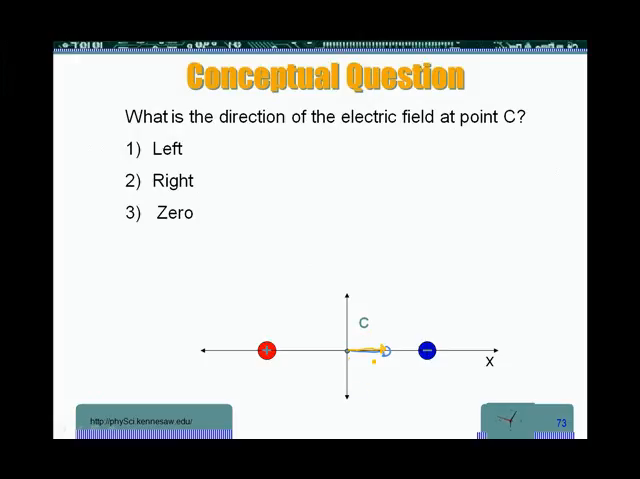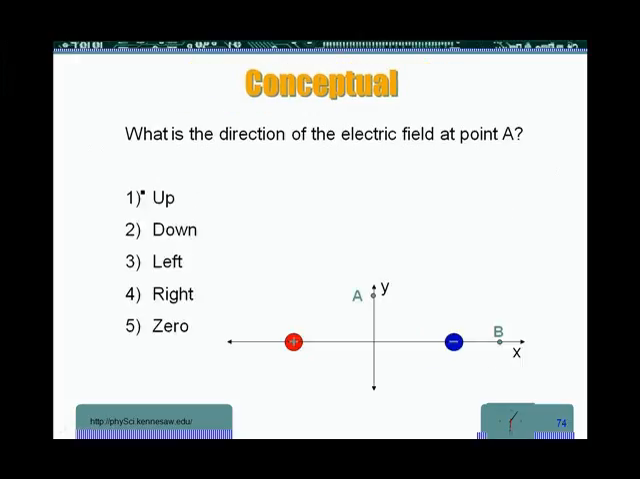These two electrical fields are equal in magnitude, since we are the same distance away from the charges, and since we have the same charge magnitude. Remember, E is kQ over R squared. We have the same R and the same Q for both of them, so they should have the same magnitude, but both of them pointing towards the right. The one due to the positive charge is pointing away from the positive charge, and the one due to the negative charge is going to point towards the negative charge.